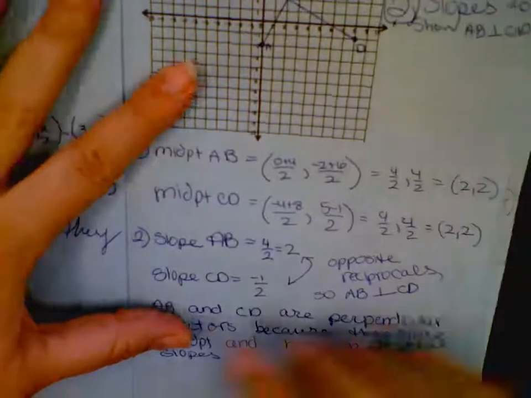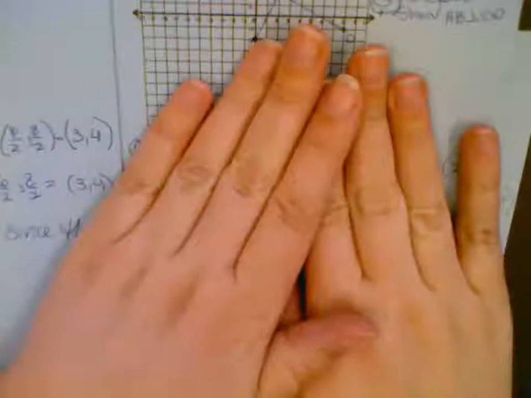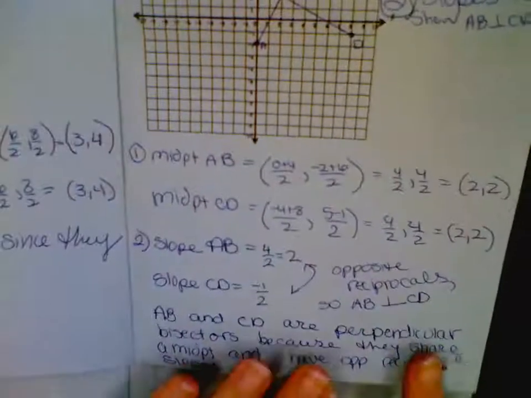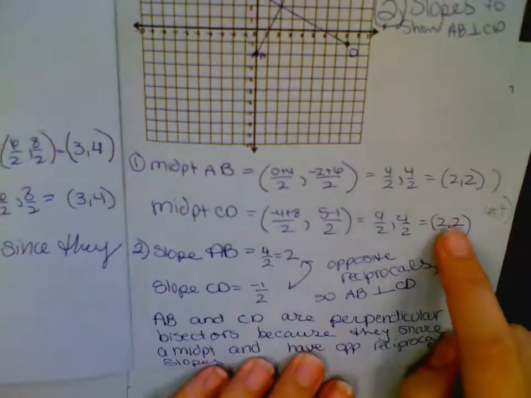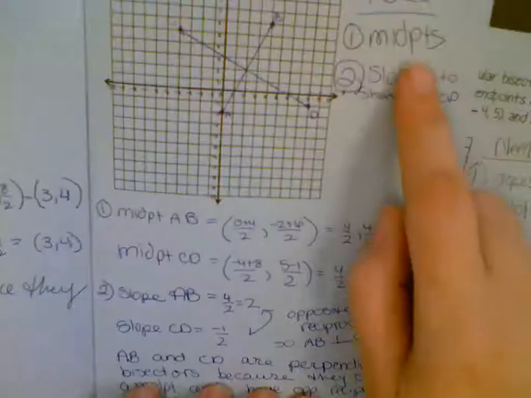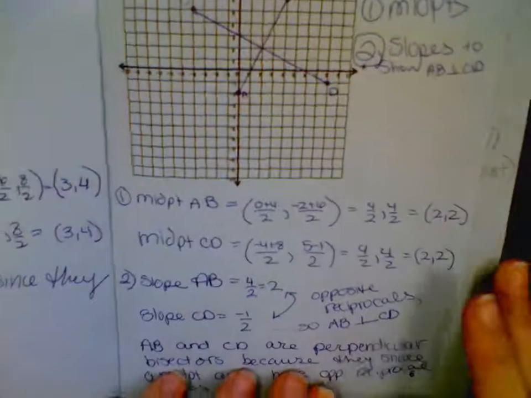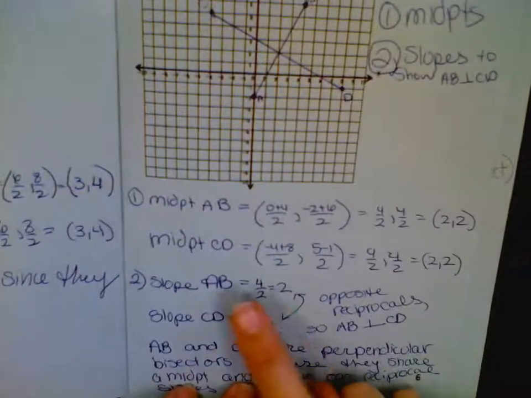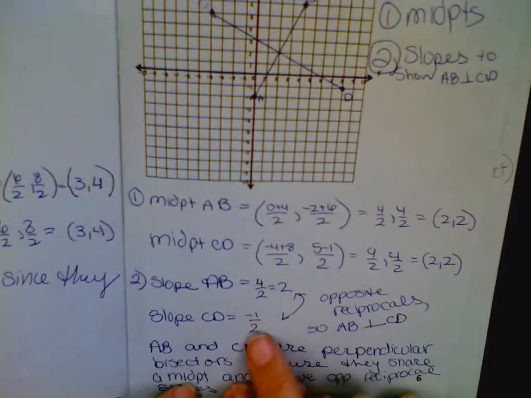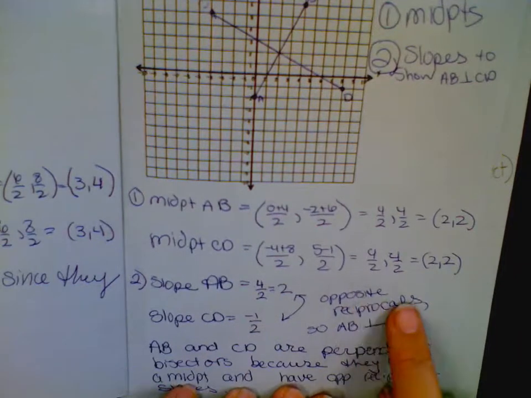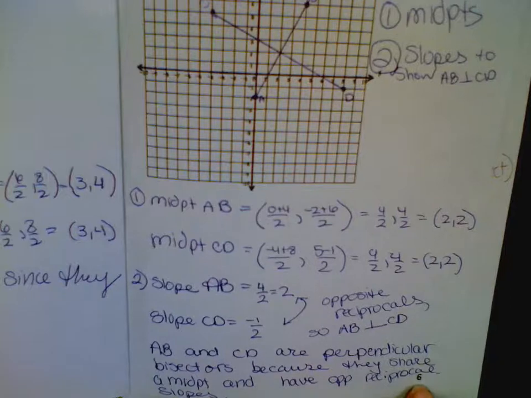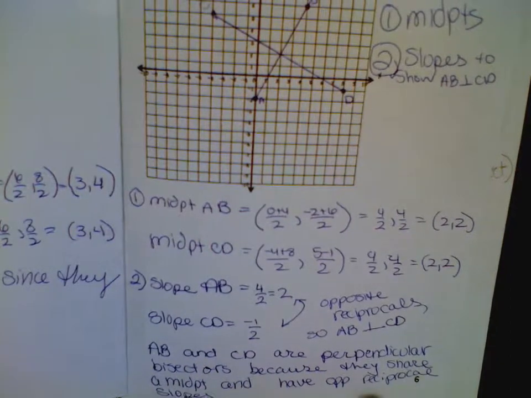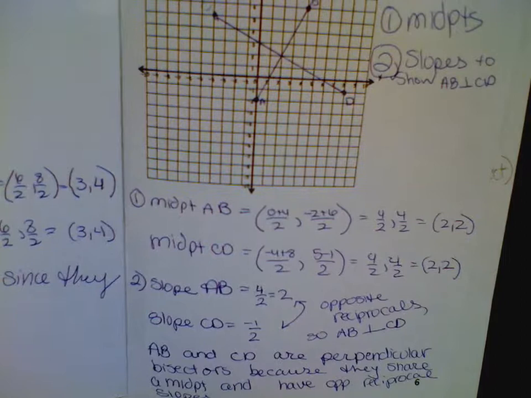Okay, so I hope you paused. If not, pause right now. Cheaters. Okay, so for AB, we get that the midpoint is 2, 2. Same thing for CD. So that means that they bisect. I did it backwards on this one than what we wrote on the one together. And then their slopes, AB is 2, CD is -1/2. So that means they're opposite reciprocals. So we have perpendicular lines. So they are perpendicular bisectors because they share a midpoint and have opposite reciprocal slopes.